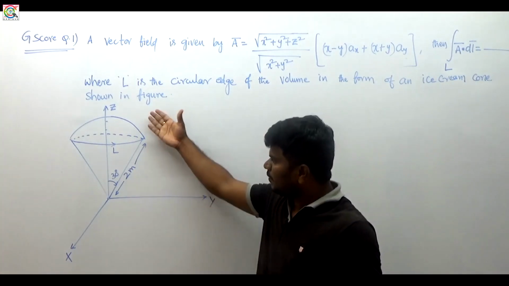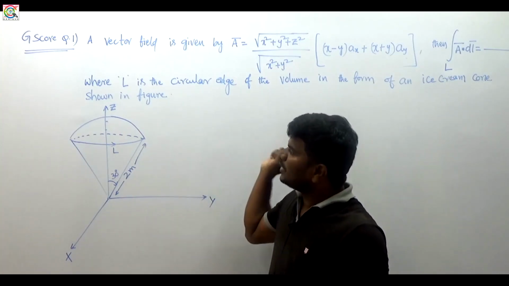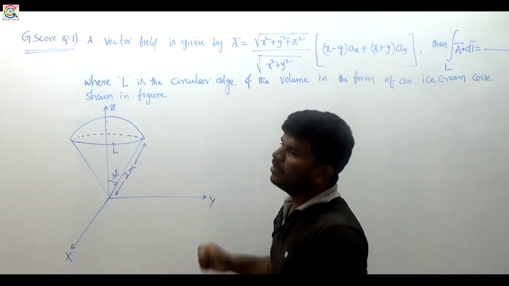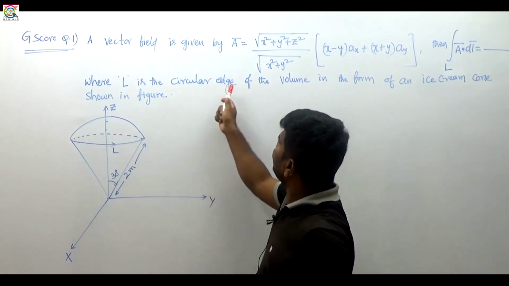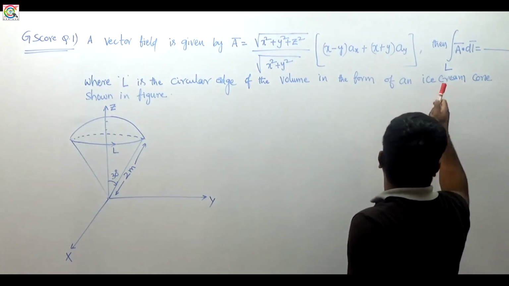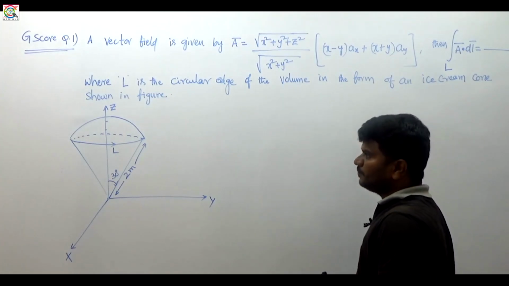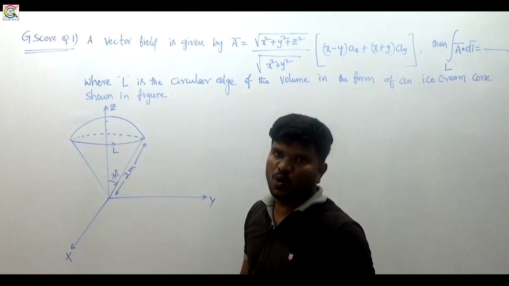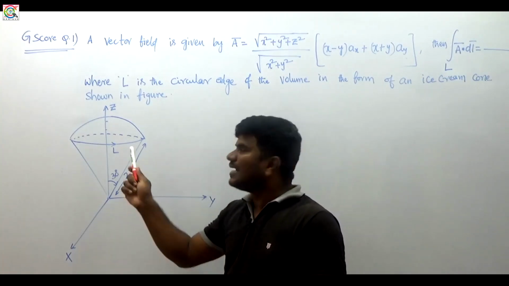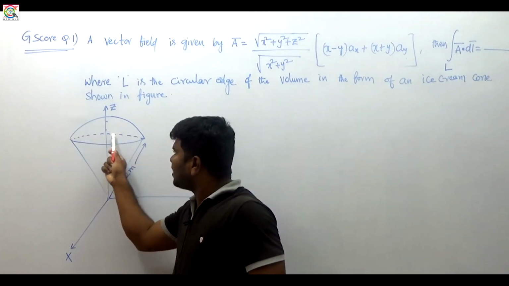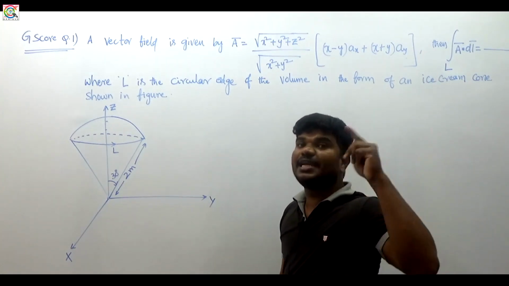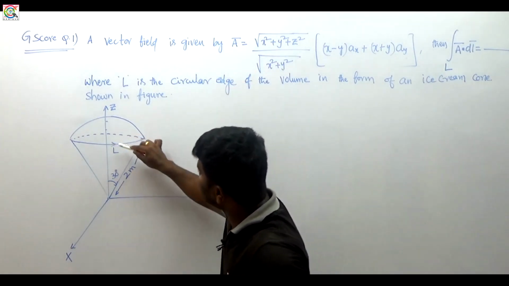Okay, so here one figure is given, so we have to calculate the line integral of the given vector along the path L, where L is the circular edge of the volume in the form of an ice cream cone shown in figure. Okay, so this figure is having a shape of an ice cream cone. For that ice cream cone there will be one circular edge. So we have to calculate the line integral of this vector along that circular edge.